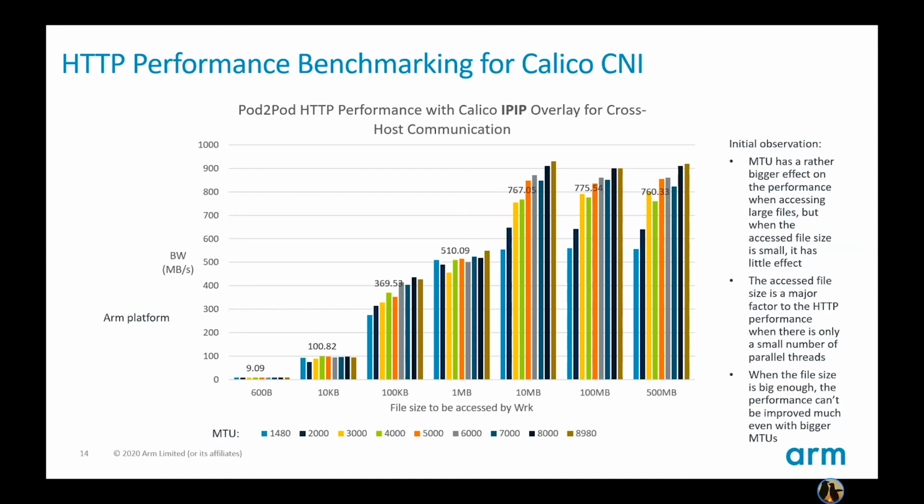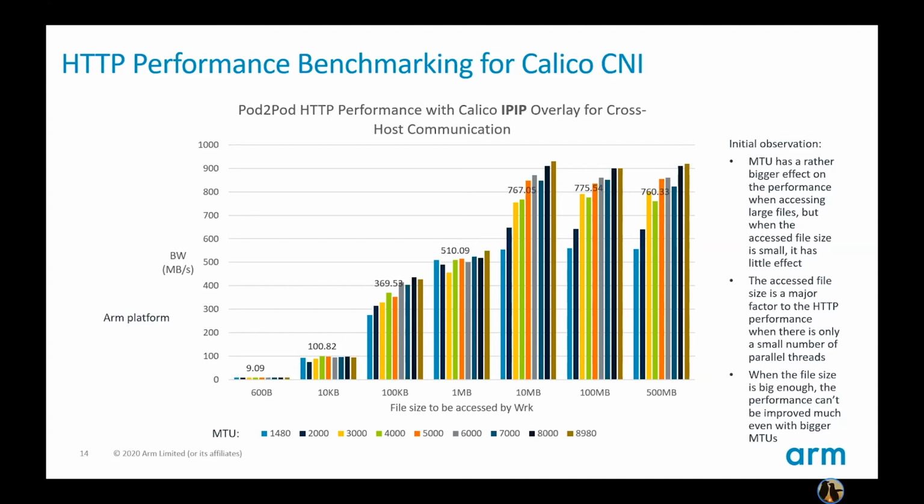The MTU goes from 1500 to 9000. Actually, you see some very strange values here, for example 1480. That's because the IPIP payload overhead is 20, and for VXLAN the payload overhead should be 50, so we should decrease the MTU by the overhead. So we got some very strange values here, but it will not affect the result.